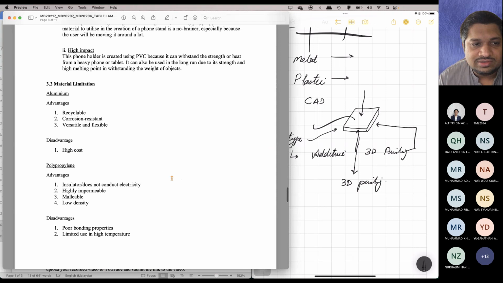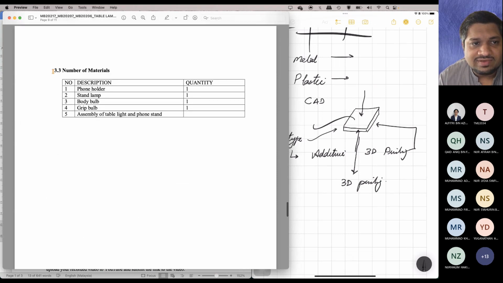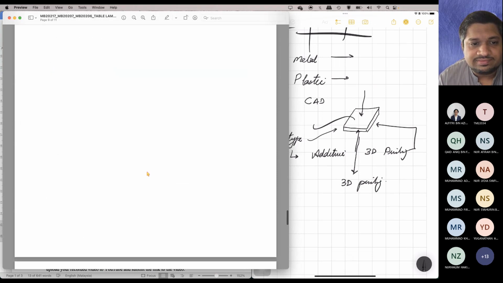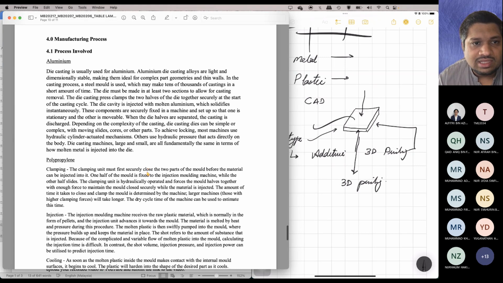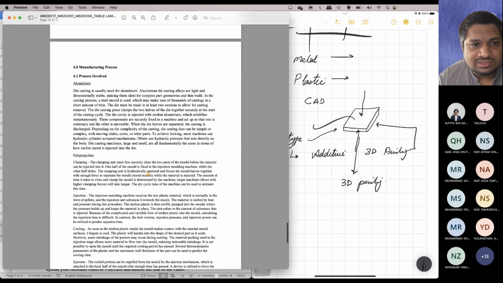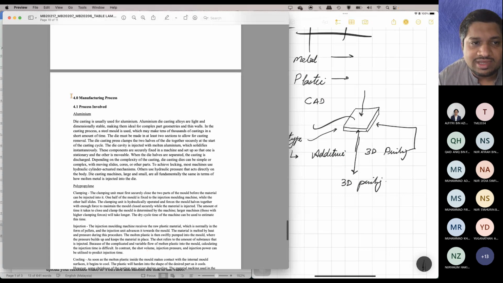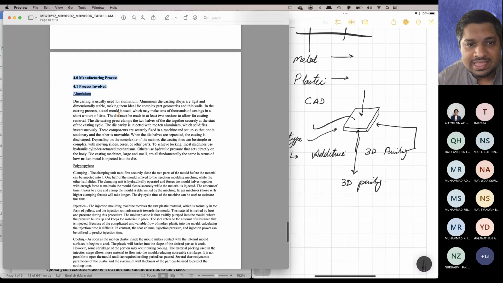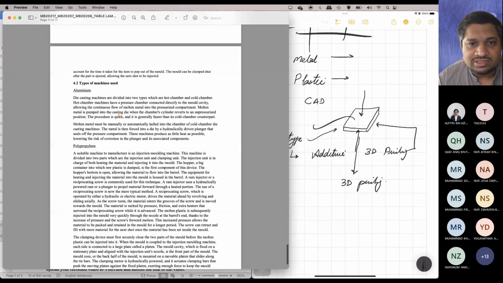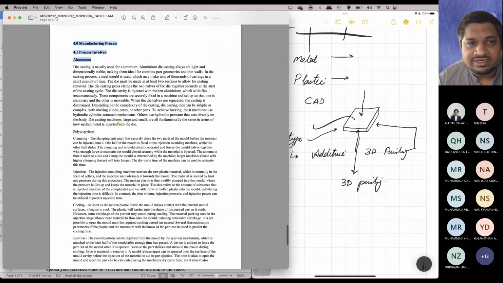So in this report, they've given the bill of material like this. Manufacturing process. So they have not mentioned rapid prototyping or 3D printing. Okay, they did not mention it. So unfortunately, marks were deducted for that.